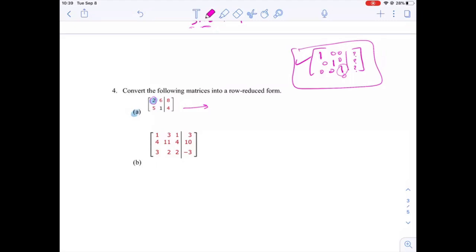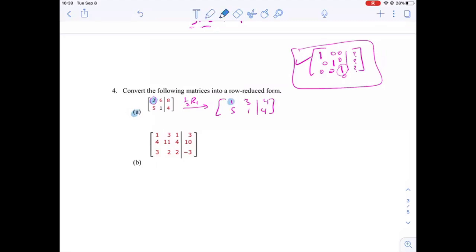Now we want to convert this into that form. How to do this? We can multiply the first row by 1/2. If we multiply the first row by 1/2, we get 1. 6 times 1/2 is 3. 8 times 1/2 is 4. And the second row stays the same. So this is the first step. As you can see, we got 1 here.